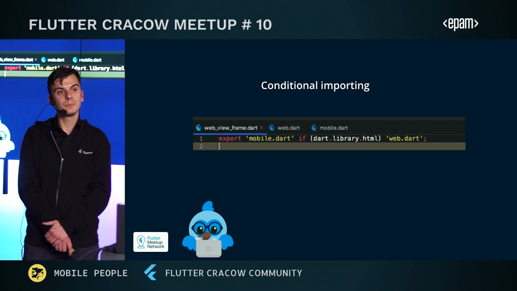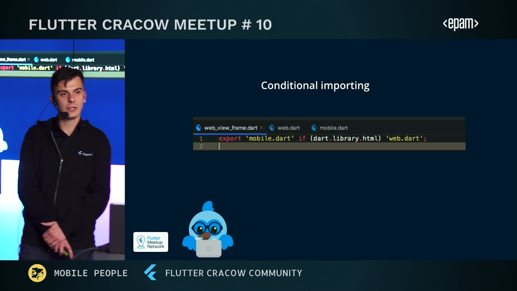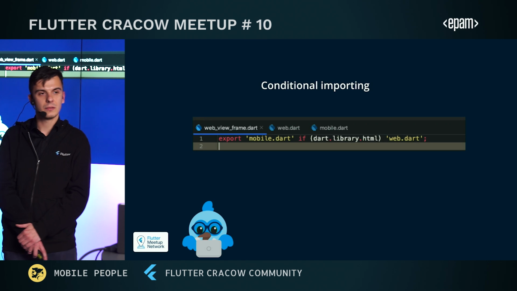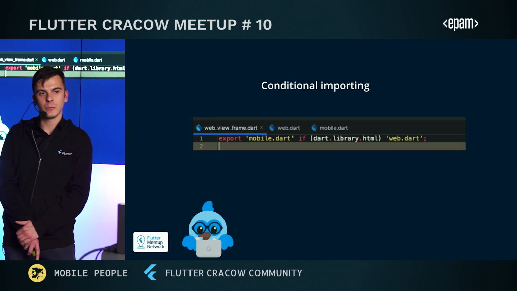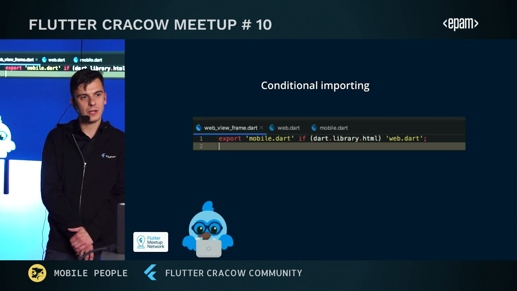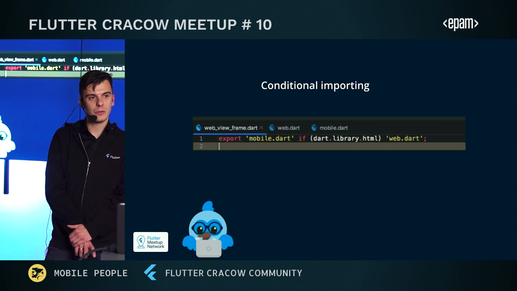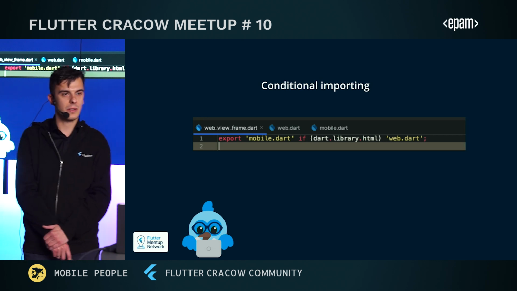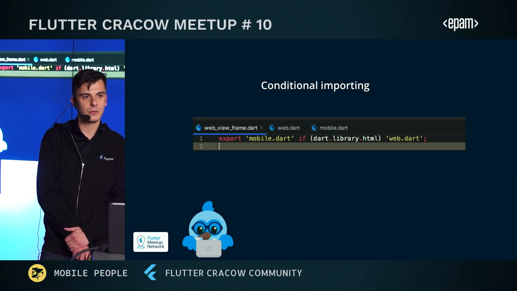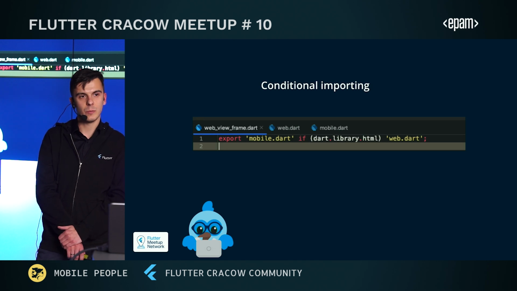Sometimes you will need conditional importing. This is an old issue, but a known one. If you try to import some web libraries from Dart, it won't let you because of mobile, which doesn't have them. But there is a way, conditional importing, to get around this problem.